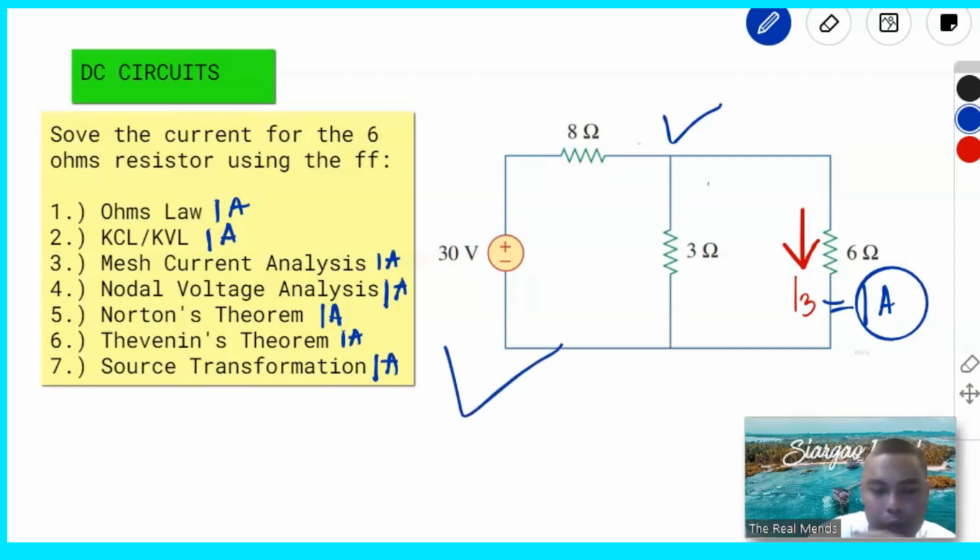Okay, so therefore we can solve one circuit ng iba't ibang theorems. Okay, so hope natutunan nyo tong video na to, exclusive to DC circuits only. Okay, so pwede mo itong i-apply if ikaw ay nag-aaral pa lamang ng electrical engineering or basic electrical engineering.